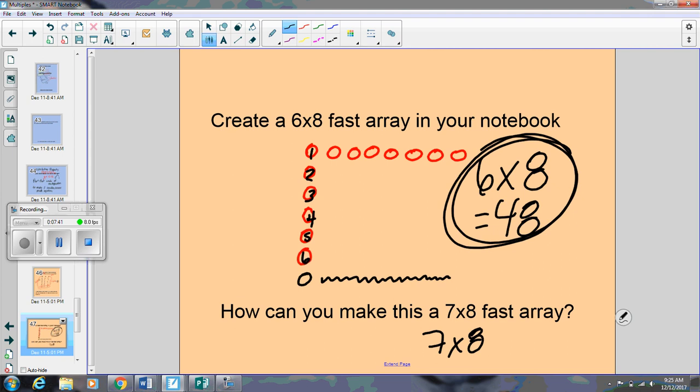Let's back up. How do I change a 6 by 8 to a 7 by 8? Dylan? Add one more group of 8. Read it. 6 groups of 8. So to get from 6 groups of 8 to 7 groups of 8, I need to add one more group of 8. This is a good one to count on.